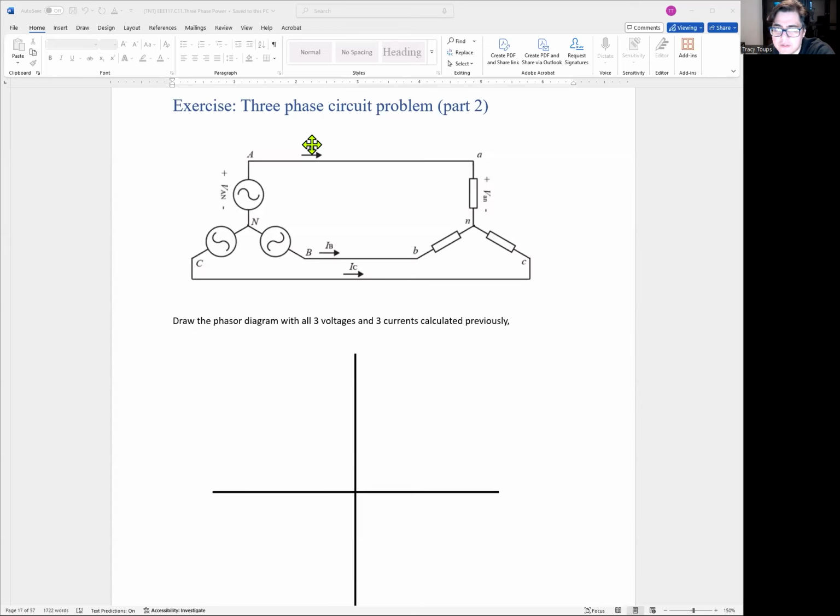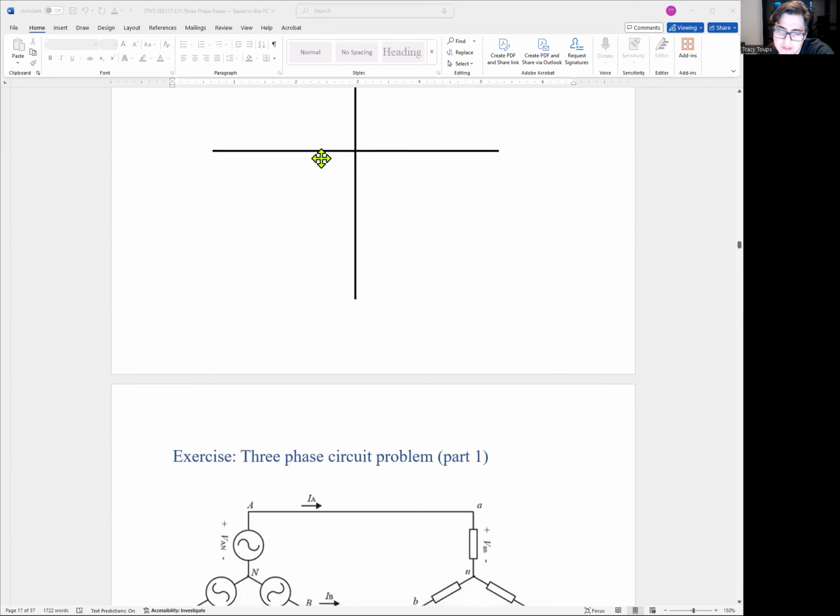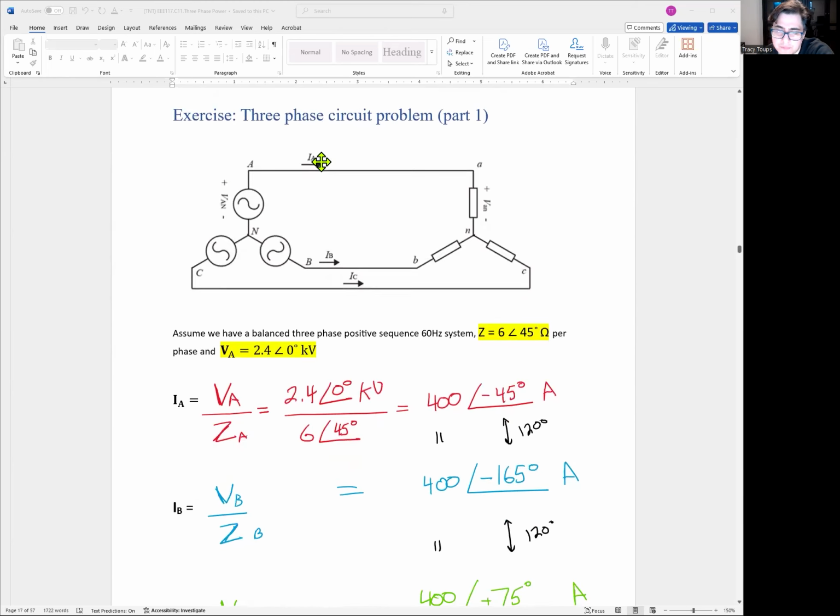All right, hello, welcome back to EEE 117. We're going to pick up where we left off with this three-phase circuit problem. So let's go ahead and see how we did it. First thing is you already have VA and you have Z for all three phases.